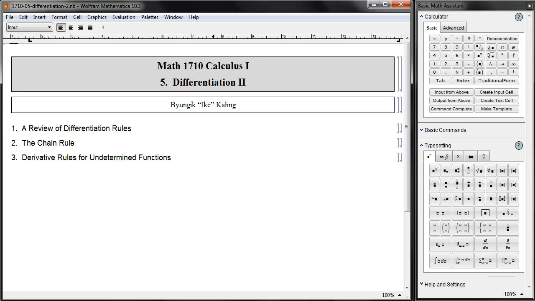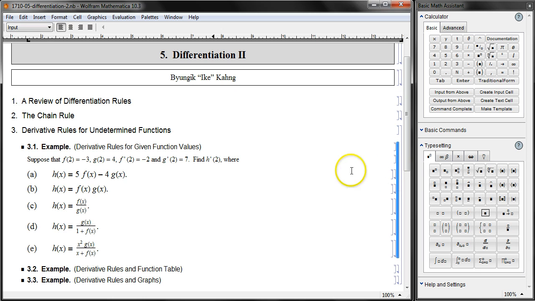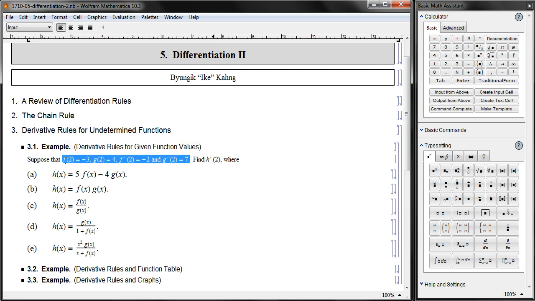Section 3 of this notebook deals with the derivative rules for undetermined functions. This is quite contrary to what we had been doing when the functions were explicitly determined algebraically. This time we are going to consider the opposite case, when the function expression is not there. How about this example? We know some function values and derivative values at specific x value, but otherwise we don't know what those functions are.